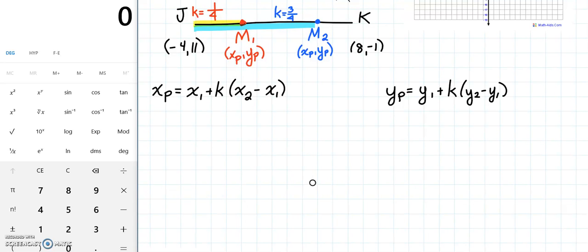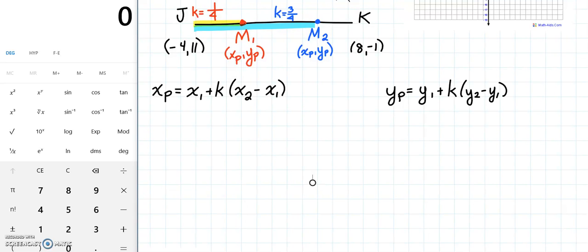So I'm going to be looking for the red partitioning point, M1, which is using a K value of 1/4 first. And then I'm going to do the whole thing again with M2, which is going to use a K value of 3/4. So this is how my visual is laid out. Remember your partitioning formula. Write it down on your papers. Do it at least a couple of times if you're trying to memorize this. And now let's get started.